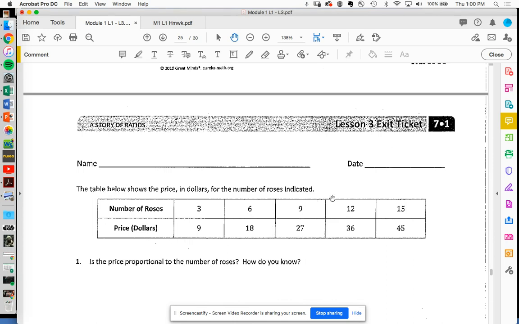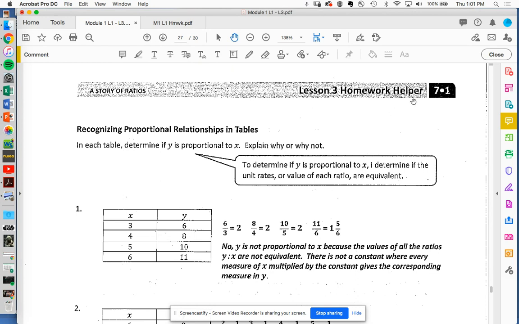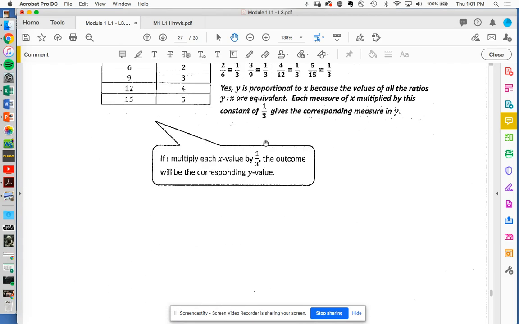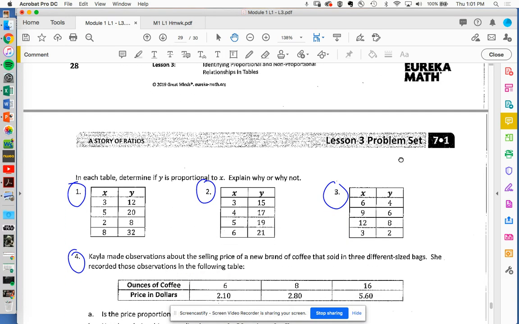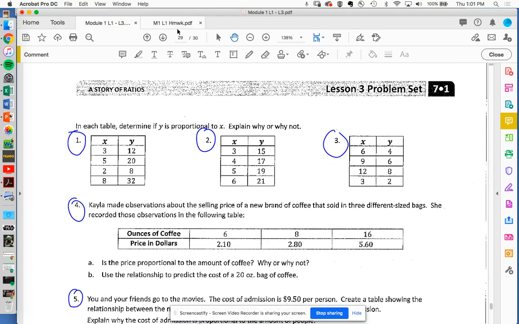Now, next page, don't worry about the exit ticket yet. So we're going to skip the exit ticket. We're going to go to the homework helper. And what are you going to do with the homework helper? Read through it. I like this page, getting ready for the test, which is a week from tomorrow. Although I might change that. Me and Mr. Sandy might make it Thursday. We'll check what our schedule is. But look over this, read over it. Does it make sense? Your homework starts on the problem set, which is page 29.